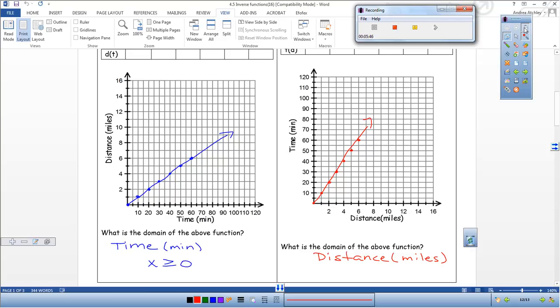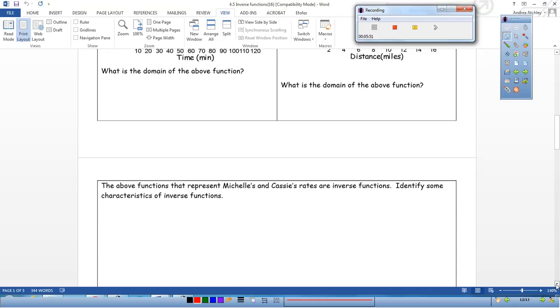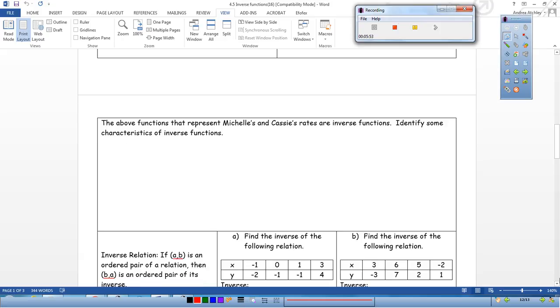Okay. So on the back, the above functions represent Michelle and Cassie rates are inverse functions. Okay? That's what this whole chapter is about, is inverses. So we need to identify some characteristics of inverse functions. So everybody, identify some of the things you notice about those two functions. Okay, about the equations, about the ordered pairs, about the graphs. Write down some characteristics of inverse functions.